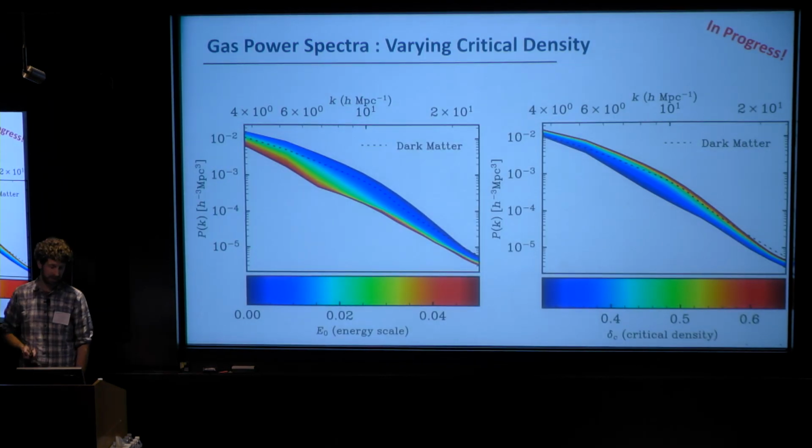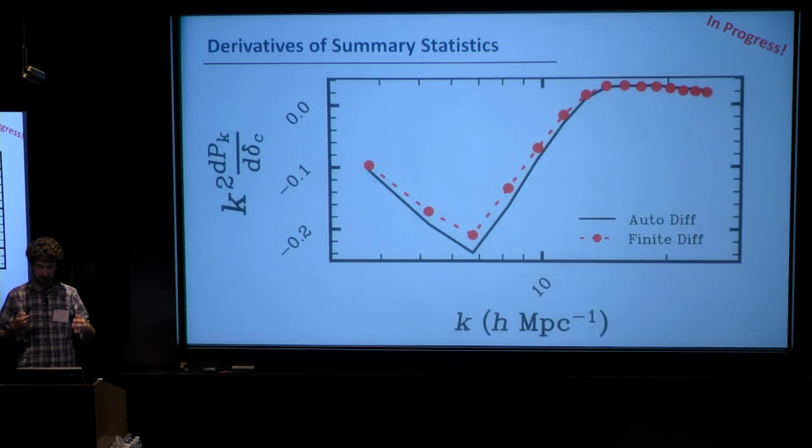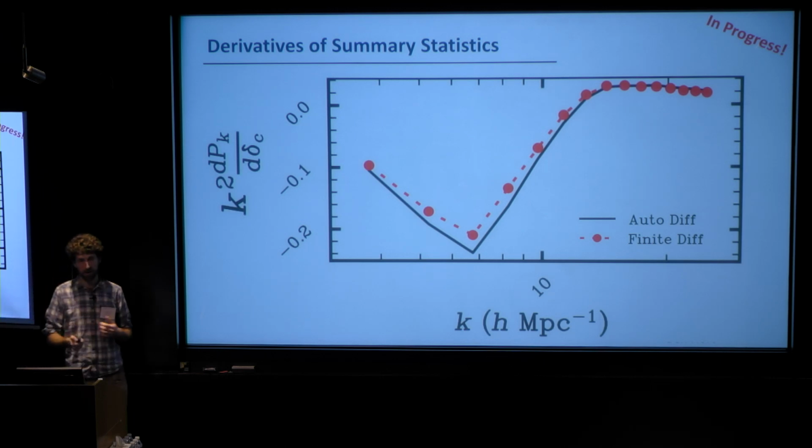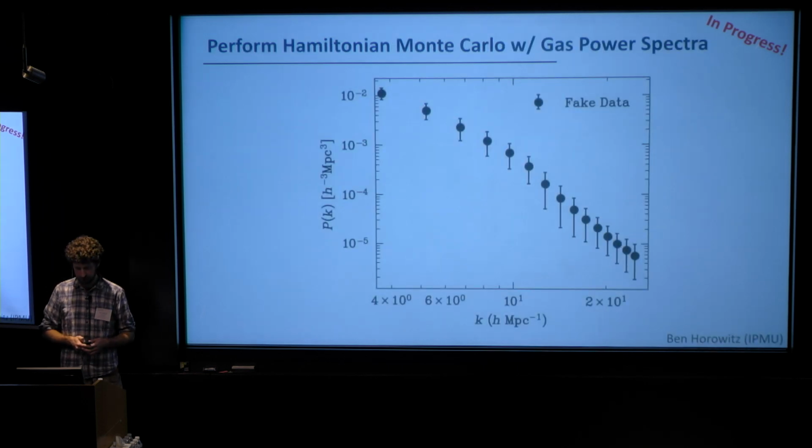We're going to go to summary-statistic space, so you can look at the gas power spectra. You can take explicit derivatives of these. You could take finite differences, but it turns out if you use automatic differentiation, you do this much faster, and you don't have to run additional simulations. So quite powerful.